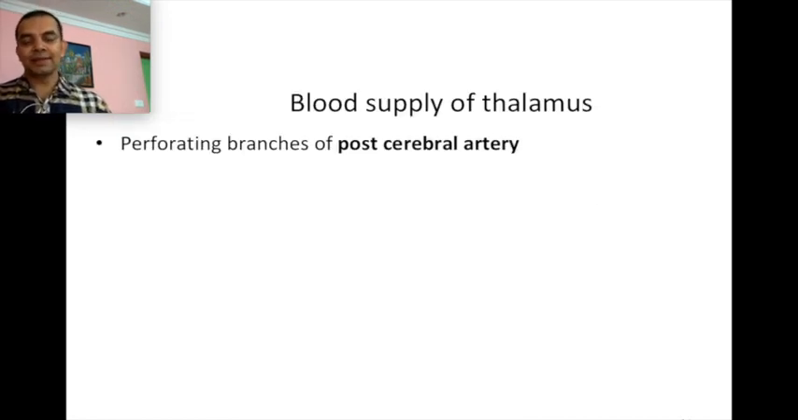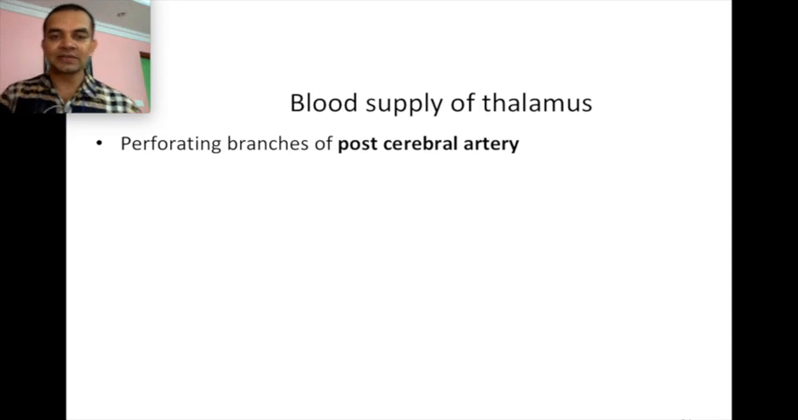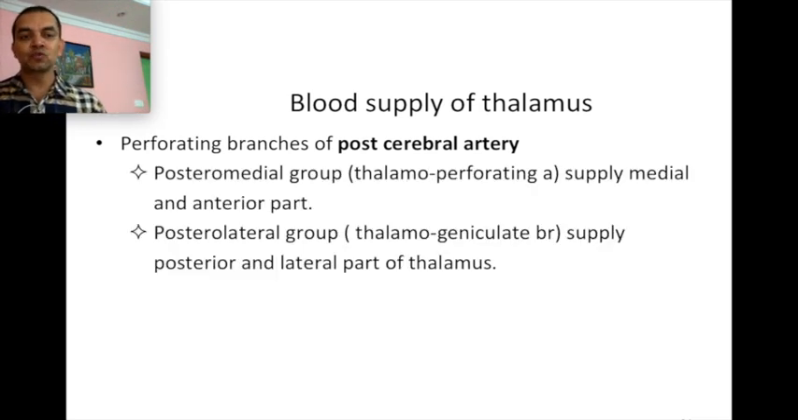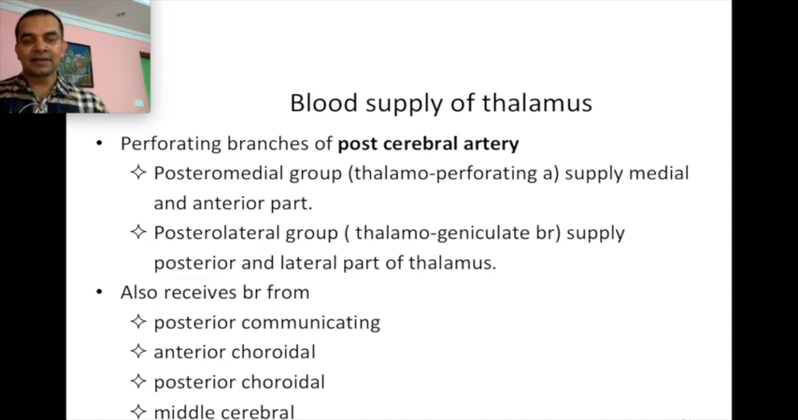Coming to blood supply, the major part of the arterial supply comes from posterior cerebral artery, and there are two groups of branches. Posteromedial group supply the medial and anterior part, and posterolateral group supply the posterior and lateral part of thalamus. It also receives some twigs from posterior communicating artery, anterior choroidal artery, posterior choroidal artery, and middle cerebral artery, all branches of circle of Willis.